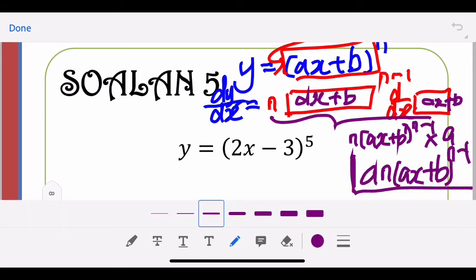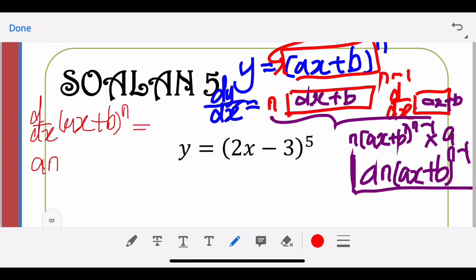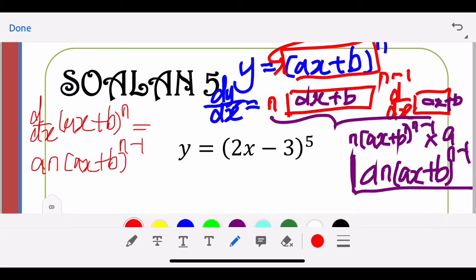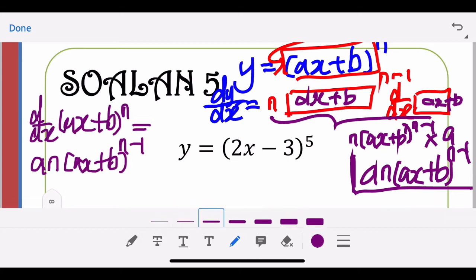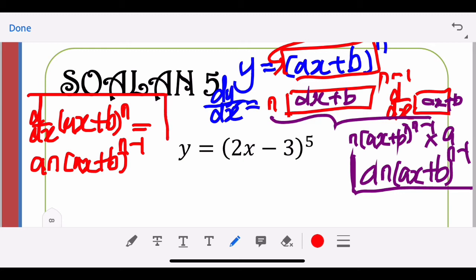Okay, so we are going to do chain rule for this one. So let's see how to do it. So our formula is dy/dx is equal to n times a times (ax plus b) to the power n minus 1. Alright, I have written this one many times. I hope you can memorize. So now let's get started with this question.